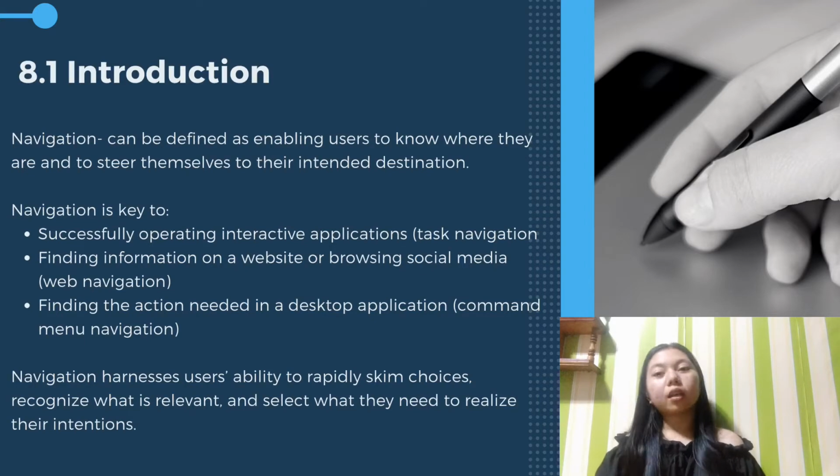This chapter addresses design issues related to navigation, which can be defined as enabling users to know where they are and to steer themselves to their intended destination. In short, navigation is about getting work done or having fun through a series of actions, much like sailors who steer their boat to a harbor.